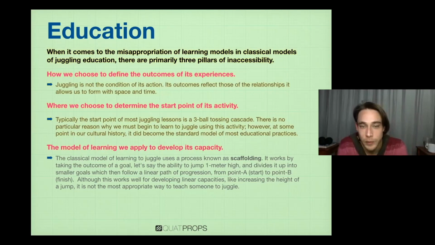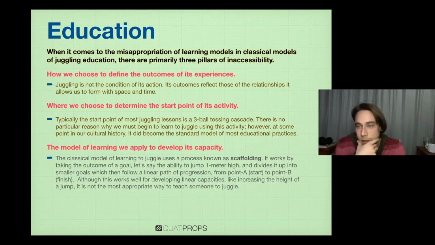The model of learning we applied to develop its capacity is the area that we're going to focus on the most now, because the first two are easy things to change. Okay, we got it wrong. We got our understanding of the thing wrong. We focused on developing its action instead of its relationships. Check. That's easy to change. It's just changing an idea.